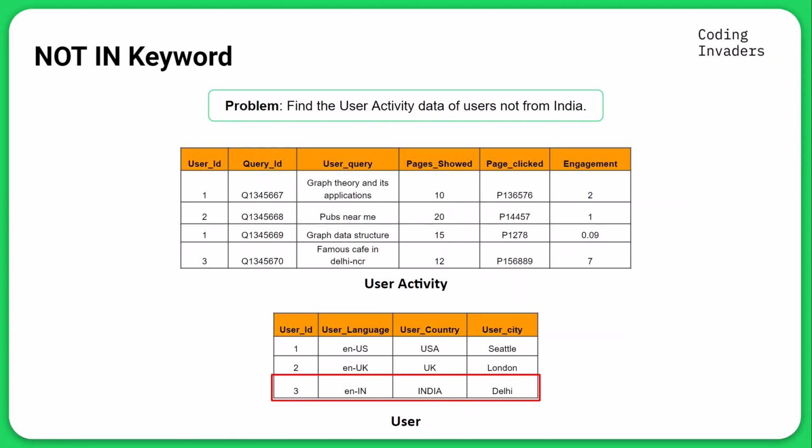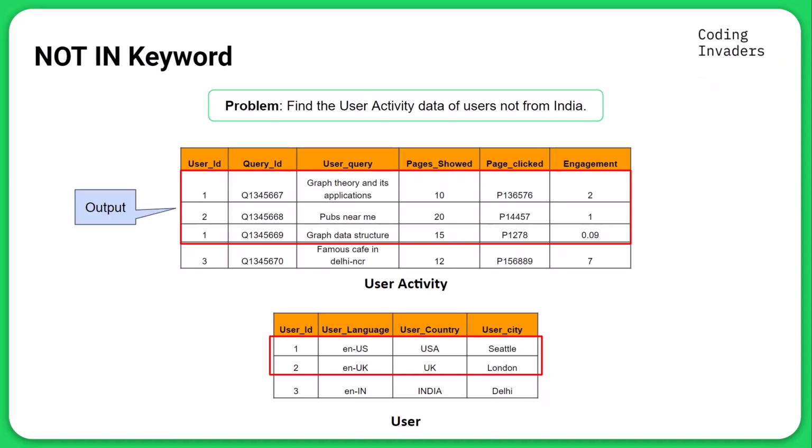First is the user table. See who lives in India and omit this out. We won't be considering this. So we are omitting this user who is staying in India. After omitting the row with country India, we are left with these two rows with user ID 1 and 2 for US and UK. Now, let us see in the user activity table who has the user ID 1 and 2. So, that's it. This will be our output.